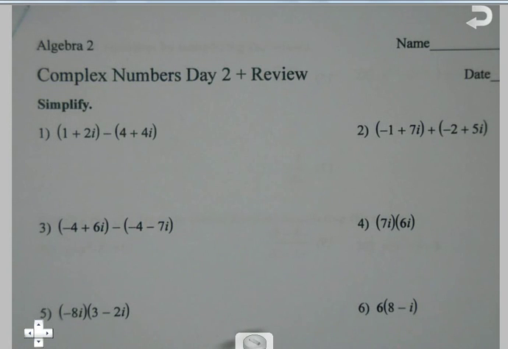So the combo, complex numbers review, plus some other things we've struggled with a little bit in Unit 2. So we're going to start up here at the top with complex numbers. Now, quick review from yesterday.